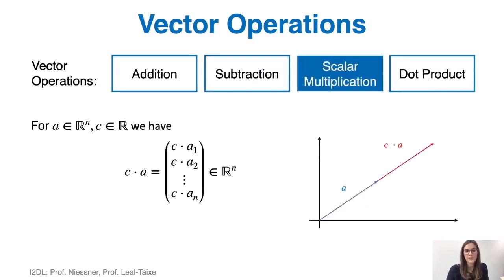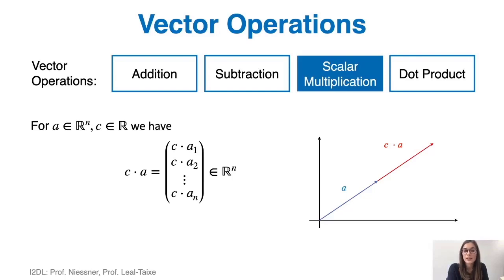Okay. Scalar multiplication. This is maybe more interesting than addition and subtraction, but I think it's also pretty simple. Here we don't start with two vectors, A and B, but we only take one vector, vector A in Rn, and then on top of that we take a scalar c in R, which will then be used to multiply the vector by the scalar c.